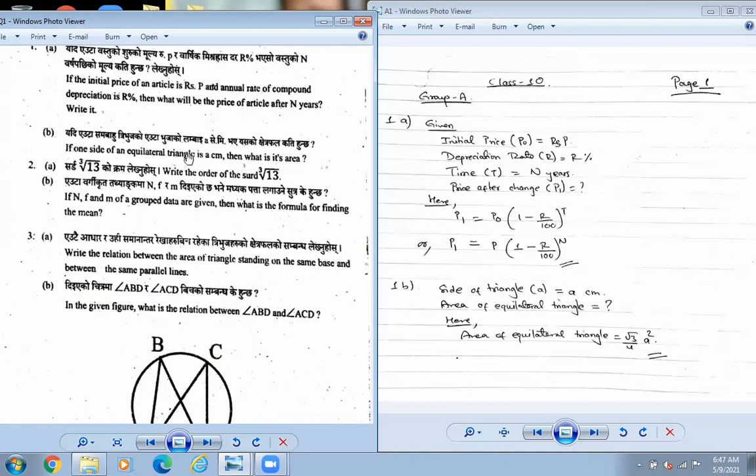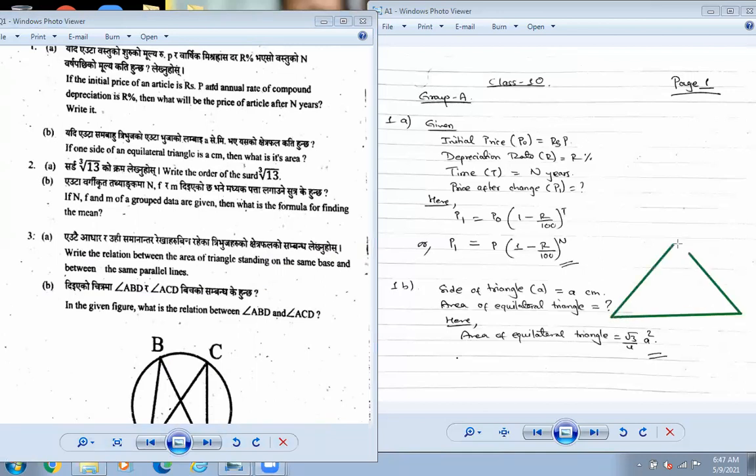So if one side of the equilateral triangle is a centimeter, that means an equilateral triangle is given, and all the sides are equal to each other. All sides are a centimeter. So the side of the triangle is given as a centimeter. Area of the equilateral triangle equals question mark, and we need to find it. The formula is root 3 by 4 a square. The value of a is a, so we write root 3 by 4 a square. This is going to be our answer.